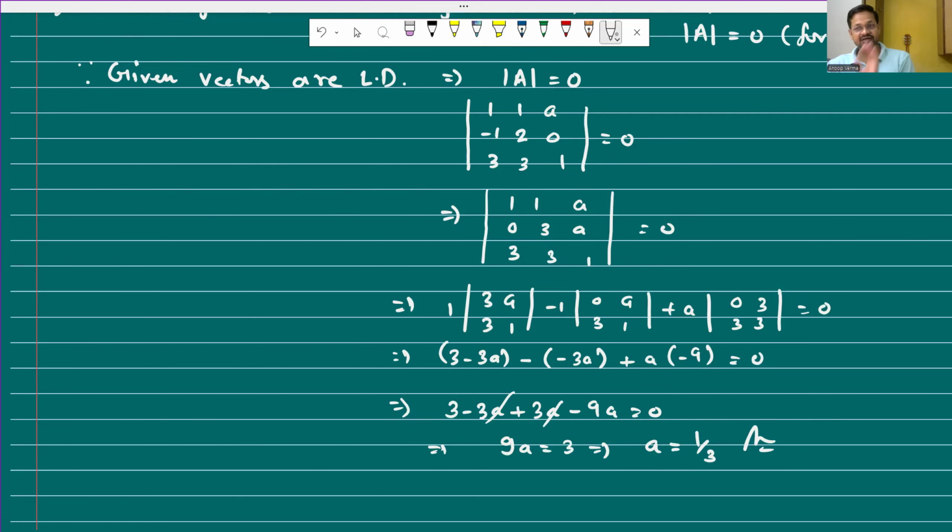So basically the vectors are given which are linearly dependent, and when we wrote all the vectors in columns and formed a square matrix, then we take the determinant of that square matrix equal to 0 for finding the unknown constant a. Okay, so today's topic is your row rank and column rank.